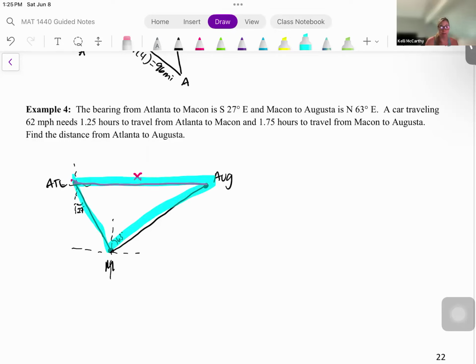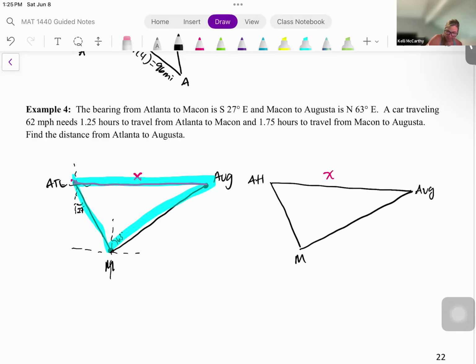But we need some more information about that. But I am going to pull it out of the graph just so that I have it. Here's Atlanta, here's Macon, here's Augusta. So looking back at our original figure, I'm going to extend this line down to form this little right triangle in the bottom left-hand corner. If that top angle is 27 degrees, what that will give me is this angle right here. So 90 minus 27 is 63 degrees.